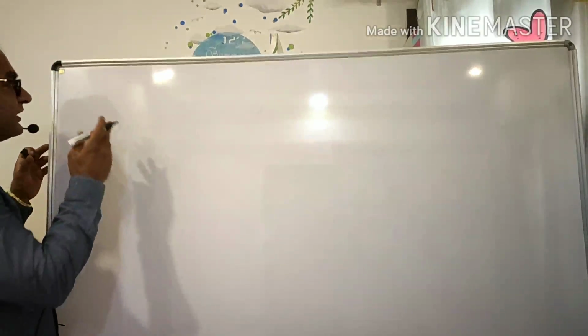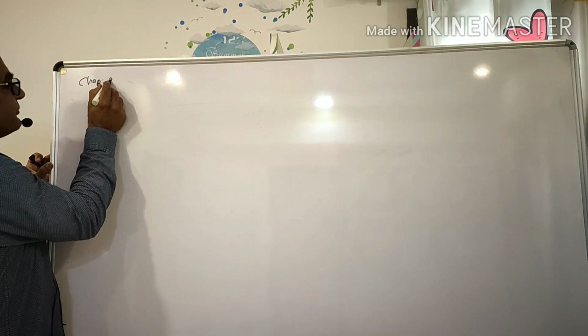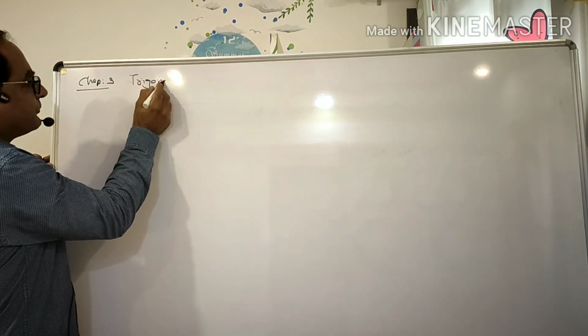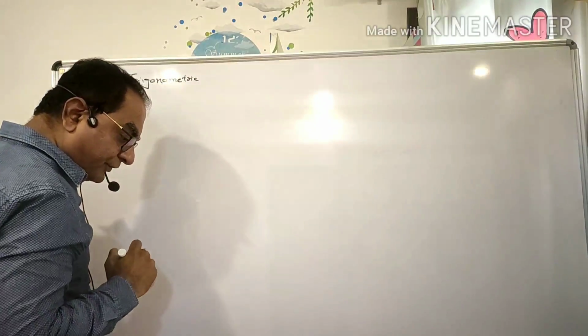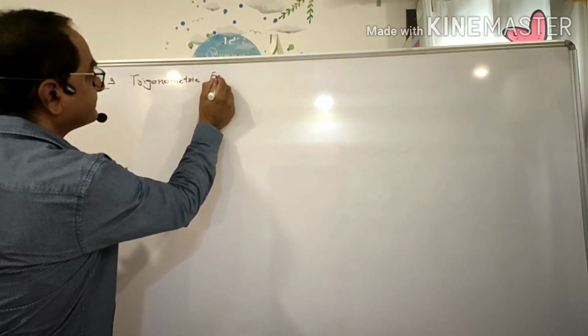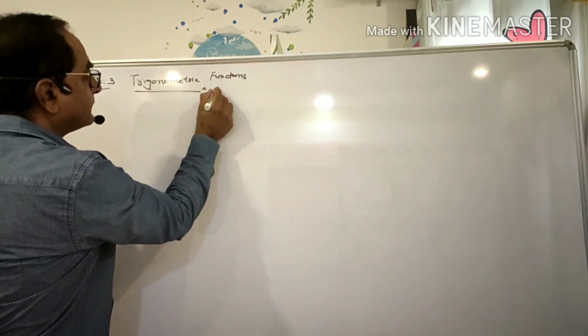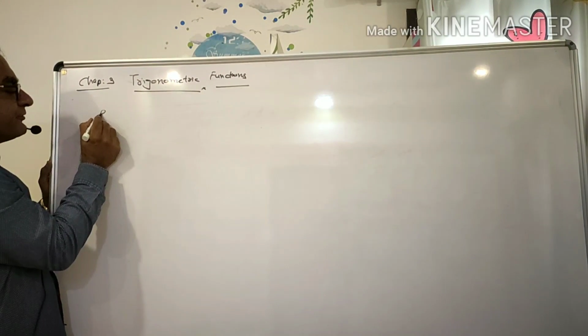So let me write down the heading of the chapter. That's chapter 3, Trigonometric functions. Yes, I am writing about the conversion, that is radian measure.